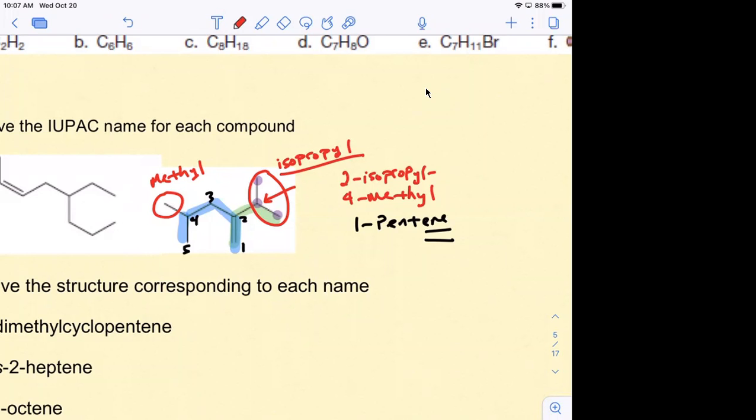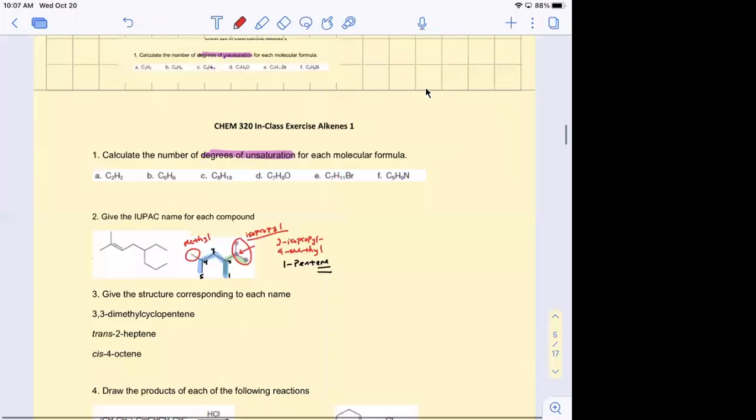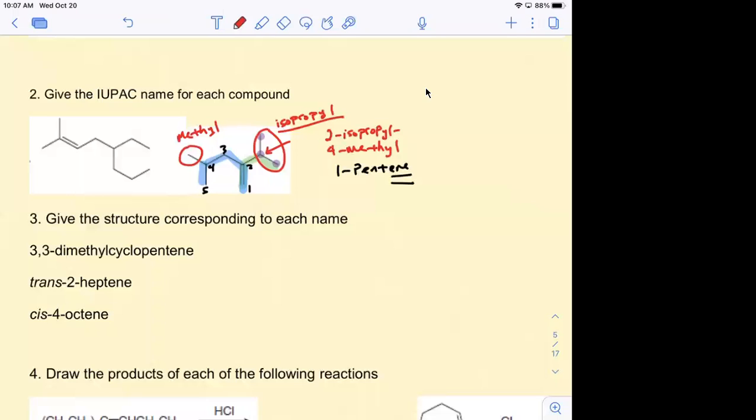Does that make sense? Can you repeat that one more time? Did we name the other one already? I think we did, yeah. All right. Any other questions? Any questions about that example?